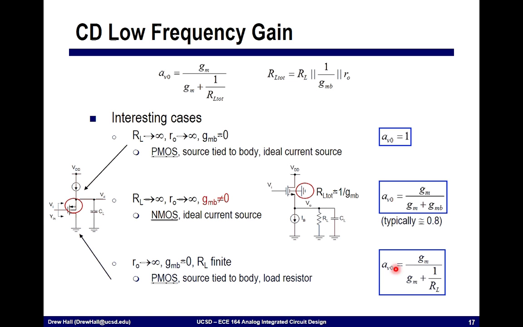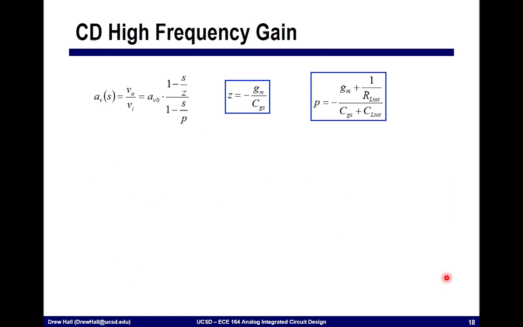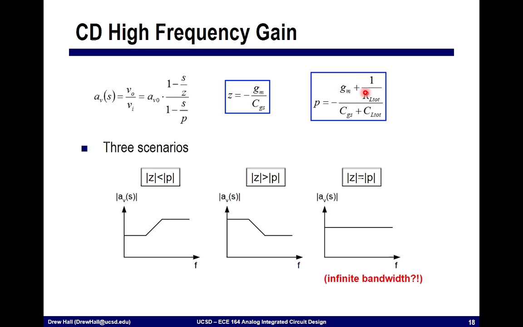We can write that the gain is GM divided by GM plus 1 over RL, or we can multiply this through with the previous example that we had, and that's GMRL divided by 1 plus GMRL. All right, so now let's talk about some of these frequency-dependent effects. Again, we have this zero, minus GM divided by CGS, and we have this pole, which is essentially at a very high frequency because it has this low impedance of 1 over GM in it.